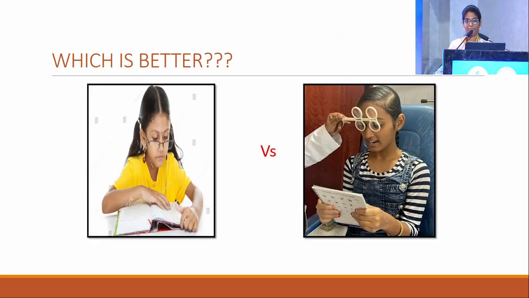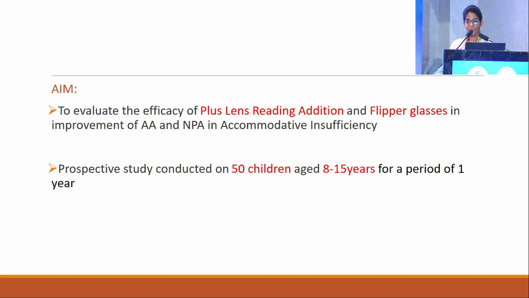Now, which is better, PLRA or flippers? To determine this, we conducted one study which shows the efficacy of PLRA and the flipper glasses in the improvement of accommodative amplitude in cases of accommodative insufficiency. This was conducted on 50 children aged 8 to 15 years over a period of 1 year.